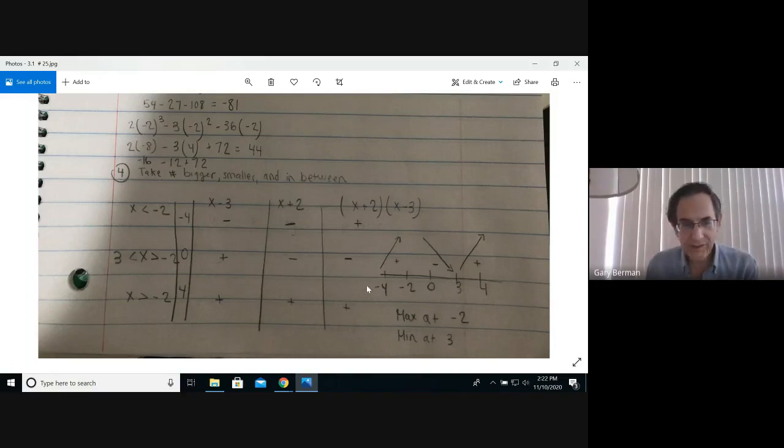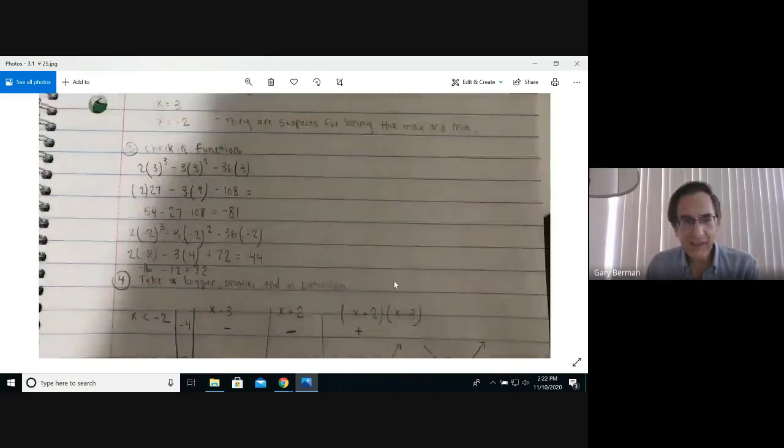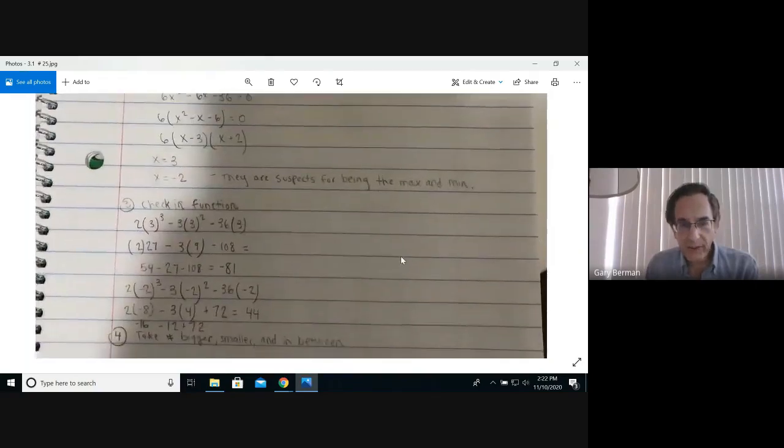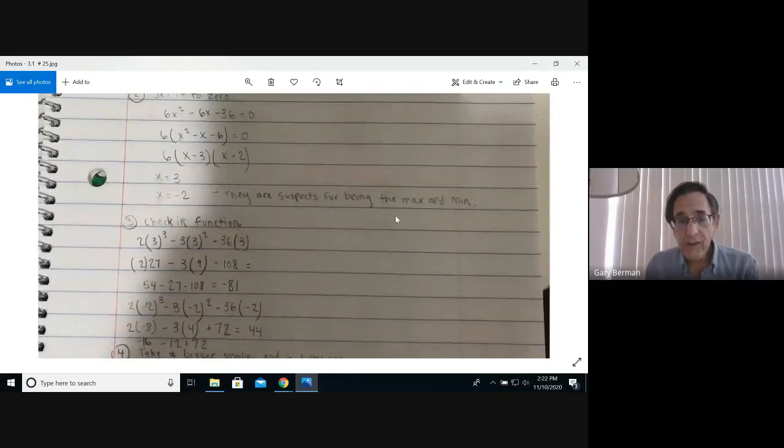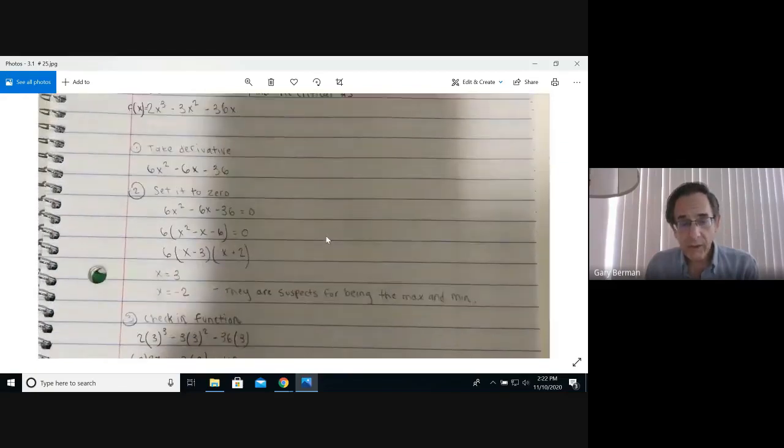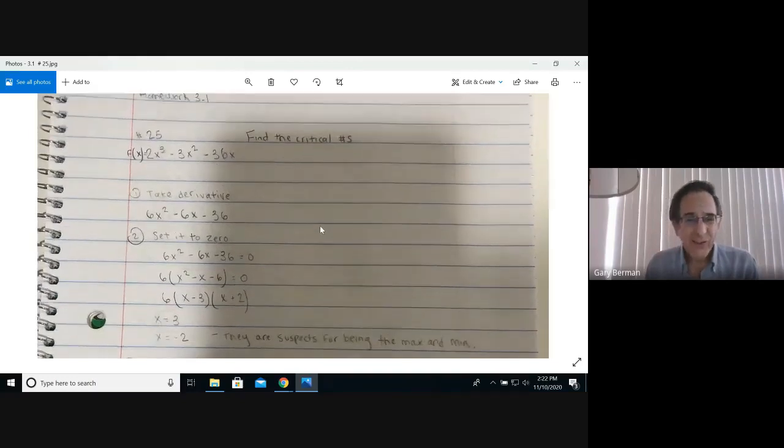More work than they asked for, very commendable, very nicely done. Okay, so any questions? The only other comment I'll make is, these are the critical numbers or critical points. Remember, there's one other way you can get a critical point or critical number, and that's where the derivative does not exist.